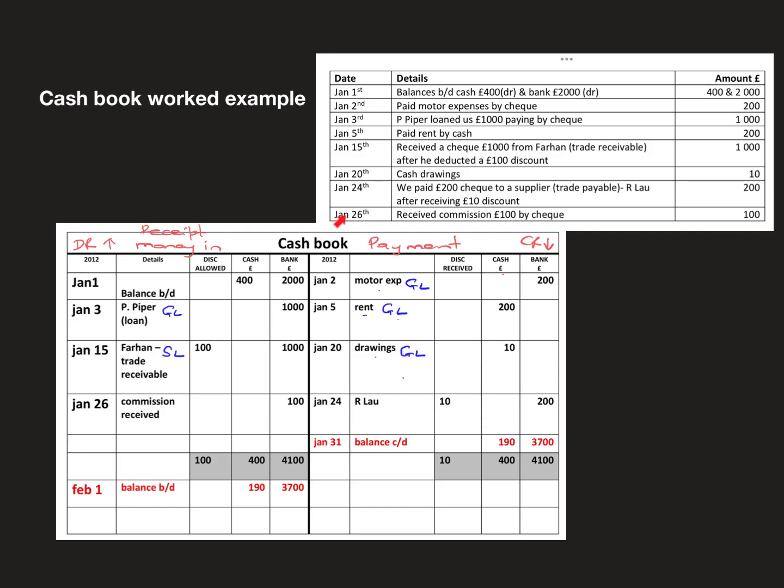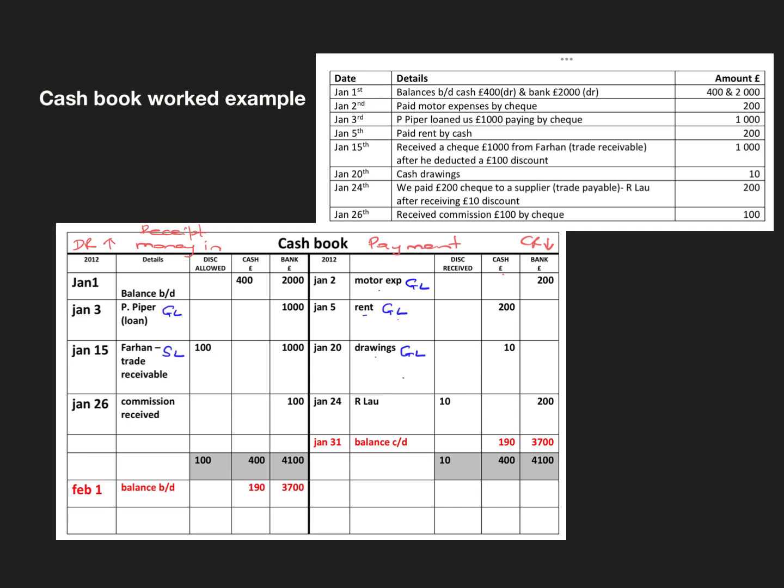And the last transaction, which is January 26, received commission £100 by check. Some businesses will operate on behalf of another business. They could receive commission in various forms for various services that they render. And so this becomes an income, so it's recorded as other income. Income received is money coming into the business, and we're receiving it by check. So if you look at January 26, commission received, because we're receiving it by check, it's in the bank column.